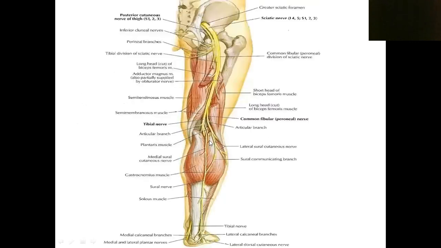We already saw: after giving these branches, the tibial fibers give muscular branches to the posterior compartment muscles. Then the common peroneal part gives one muscular branch to the short head of the biceps femoris. And after giving all these branches, here in the popliteal fossa, this nerve is divided into the tibial nerve and common peroneal nerve. Now we'll see the details of the tibial nerve.